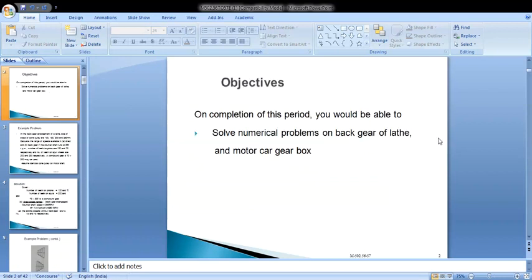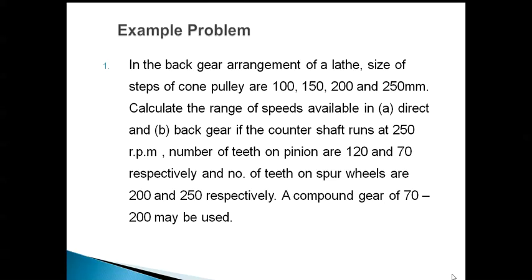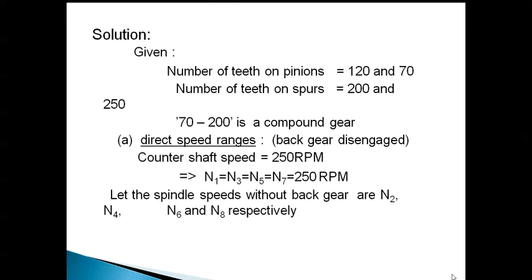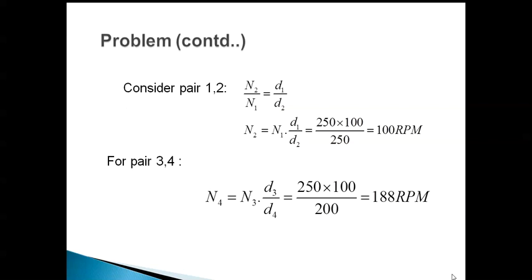So in this class, we have seen some numerical problems on back gear of lathe and motor car gearbox. The back gear is mainly used to reduce the speeds. So here we have seen how the speeds are reduced from direct engagement to the back gear engagement, without back gear and with back gear. When the back gear is disengaged, the direct speed in the first pair is 100 rpm.